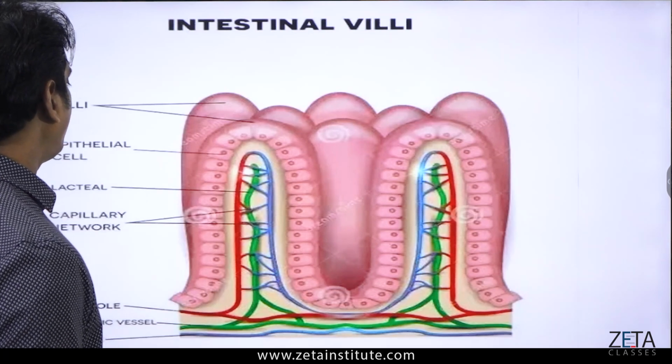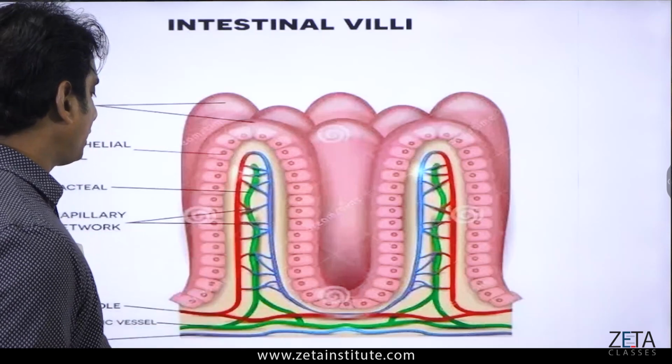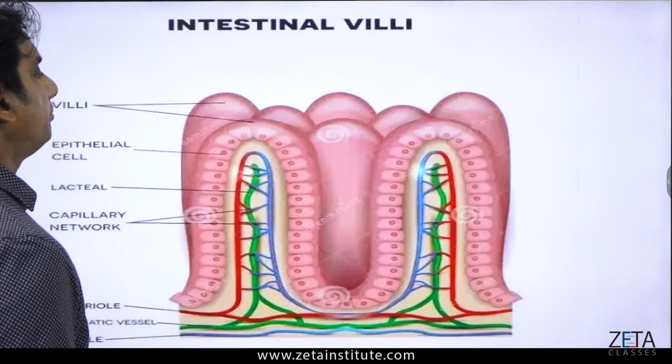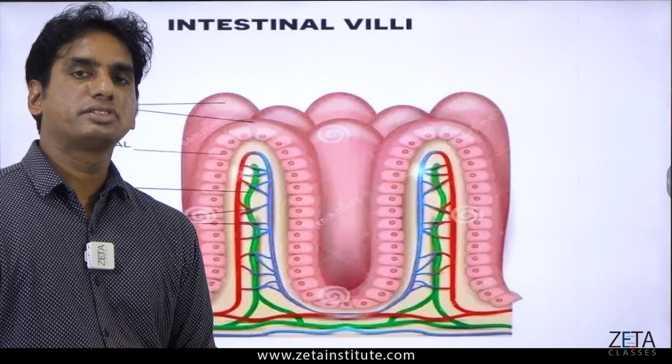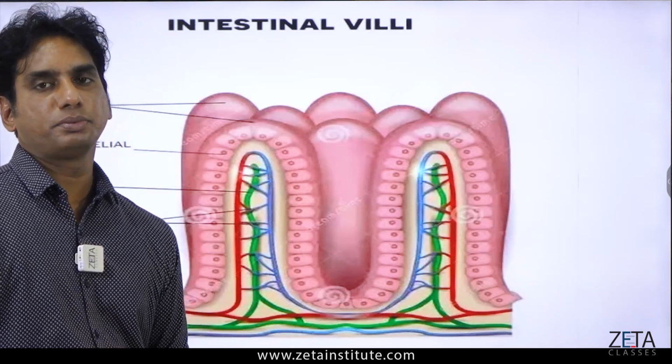This is how intestinal villi look like. It has a capillary network. It has lacteals which engulf or store fat, and the only basic step involved in the function, please remember, is increasing absorptive surface area.